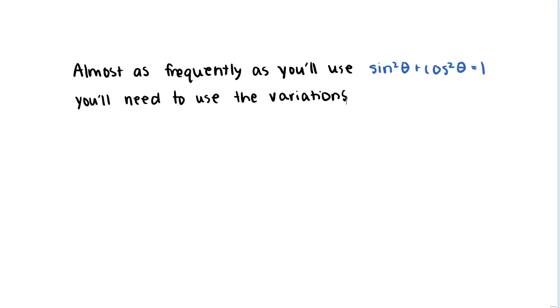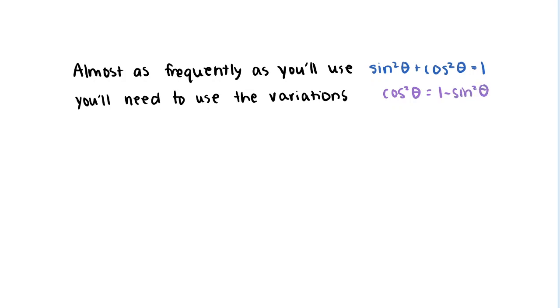Oftentimes you'll need to use variations of this identity. And there's actually many variations. I'm only going to cover 2 right now, and these might feel obvious, but I just want to take a moment to emphasize them. So if this equation is always true, regardless of theta, well then it's always true also. If I subtracted sine squared of theta from both sides, I would get cosine squared of theta is equal to 1 minus sine squared of theta.